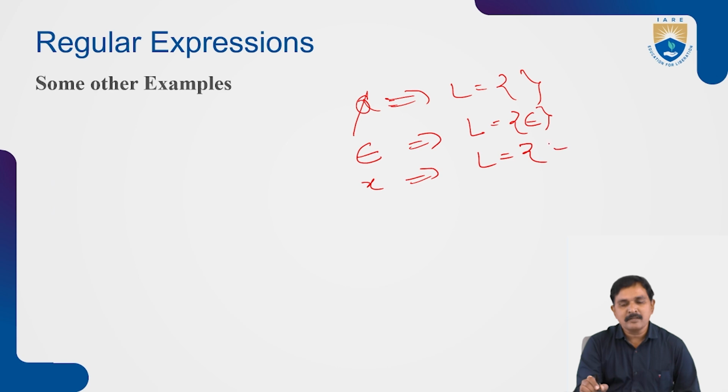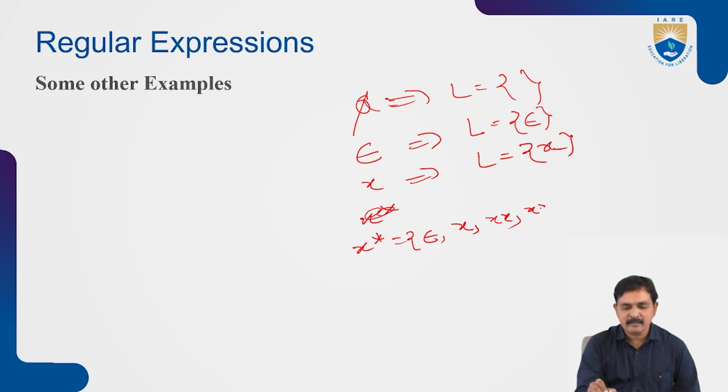A regular language may have only one string, whose symbol is x. Suppose we have defined x star. The symbols are called null, so we start with null, then x, 2x, 3x, like this.